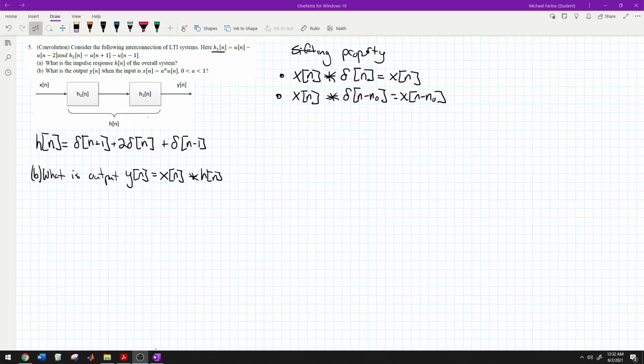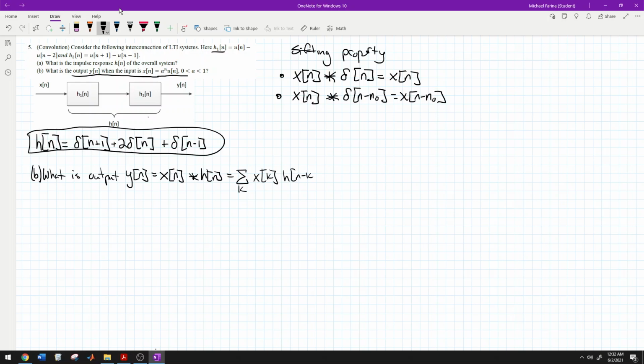All right, so we're back for practice problem 5B from the midterm. What is the output y of n when the input is x of n equals a to the n u of n, when a is between 0 and 1? We figured out earlier that this is our h of n. Our output is going to be the convolution of x of n with h of n, and that's equal to the sum over all k of x of k times h of n minus k.